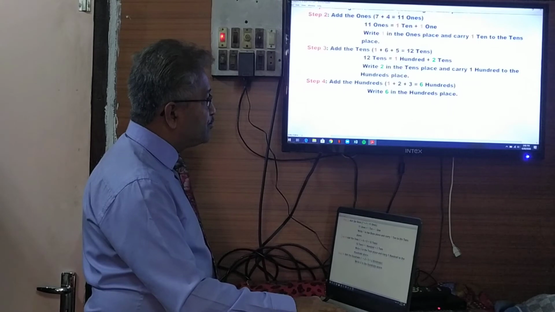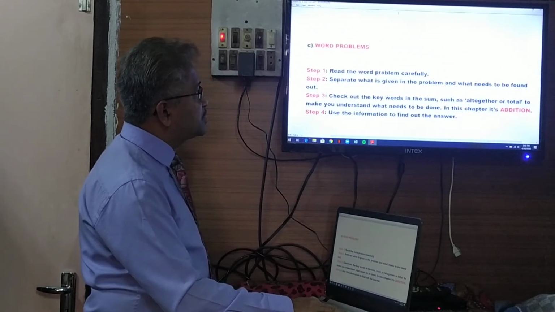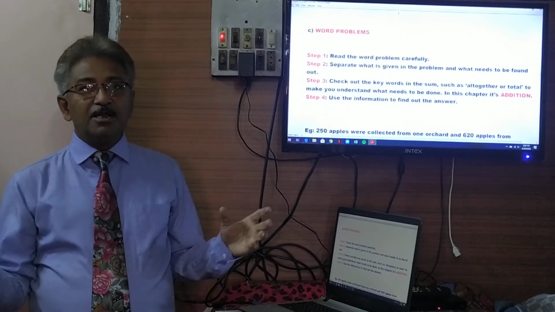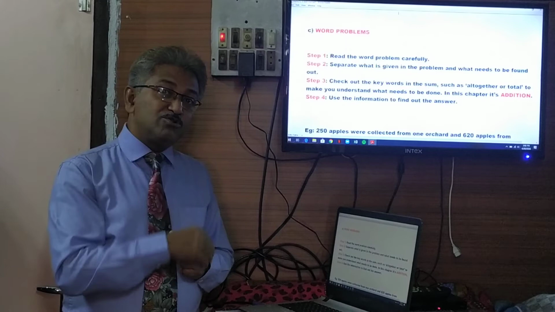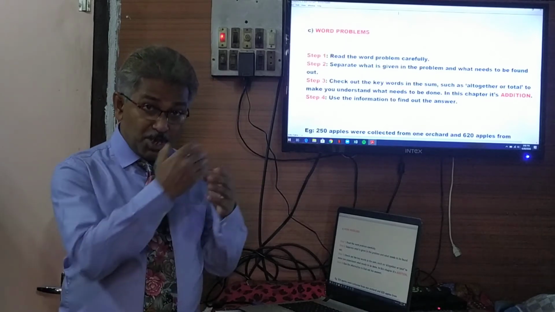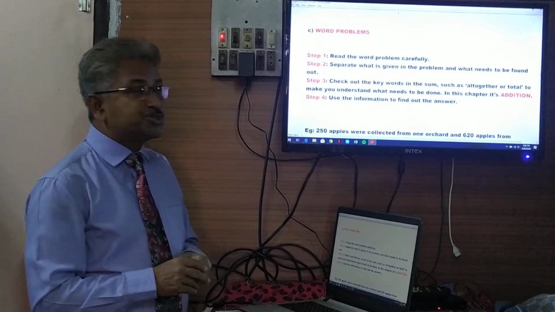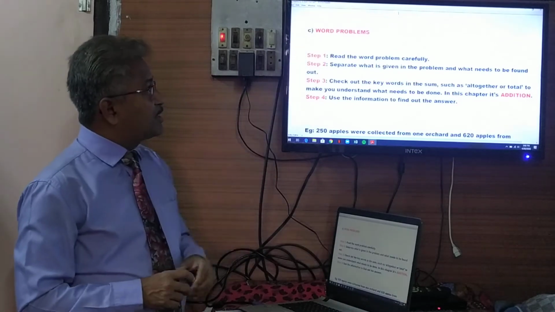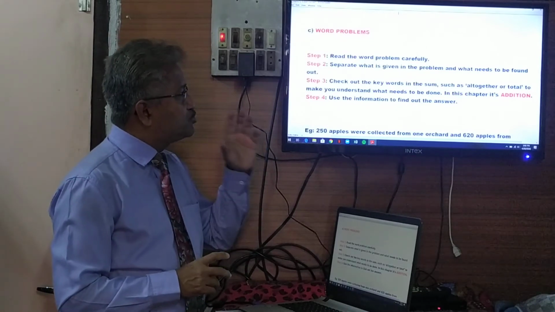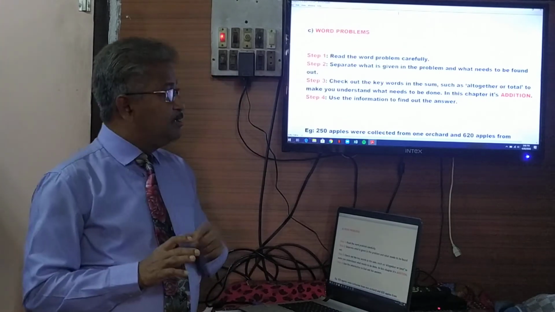Now we come to the third subtopic, that is, how does this concept apply in our real life? As I gave you the example in the beginning, you go to the market, buy certain things, you add up the cost, and then you find out how much is the total. So when we come to word problems, we need to remember these steps very carefully.